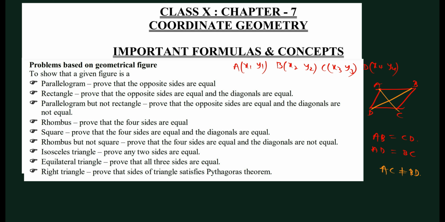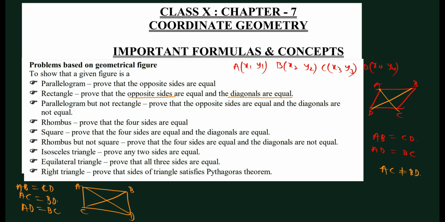But in case of a rectangle, in a rectangle, not all sides are equal, but opposite sides are equal, similar to a parallelogram. Here, opposite sides are equal, AB equal to CD, right? And AD is equal to BC. But here in case of a rectangle, diagonals are also equal, AC equal to BD. We need to prove all these sides and get this relation for a rectangle. For a rectangle, prove opposite sides are equal and diagonals are also equal.